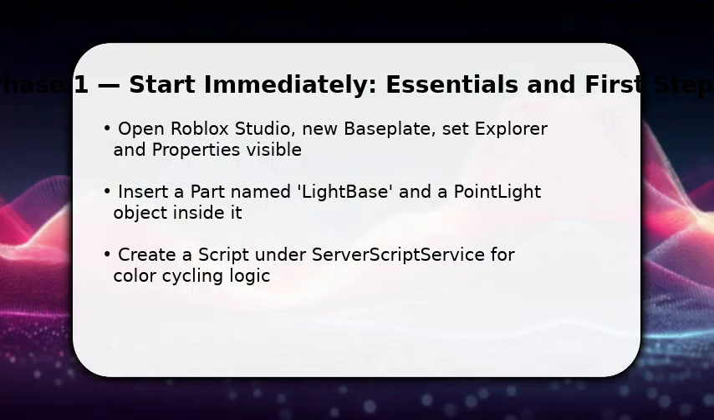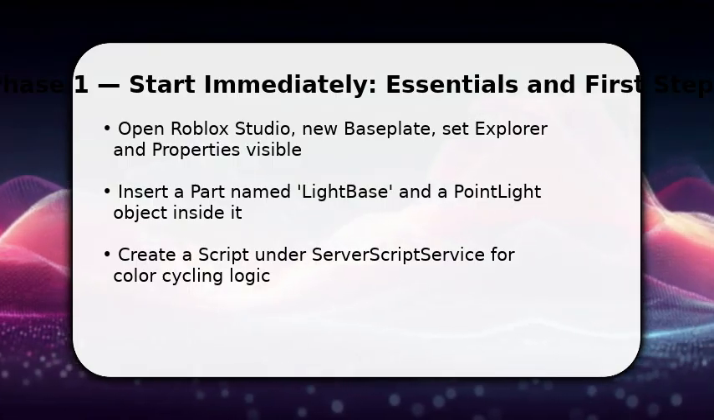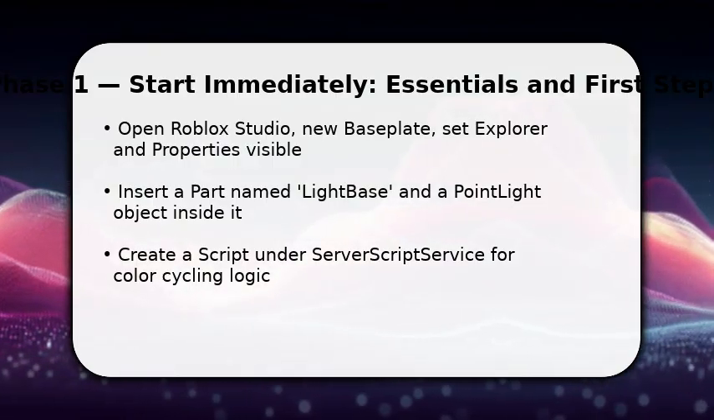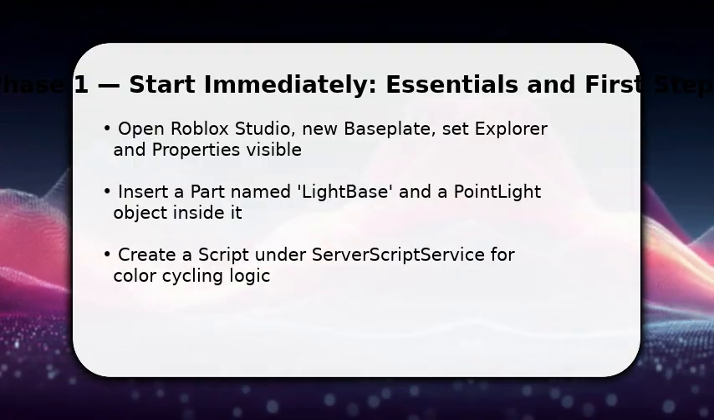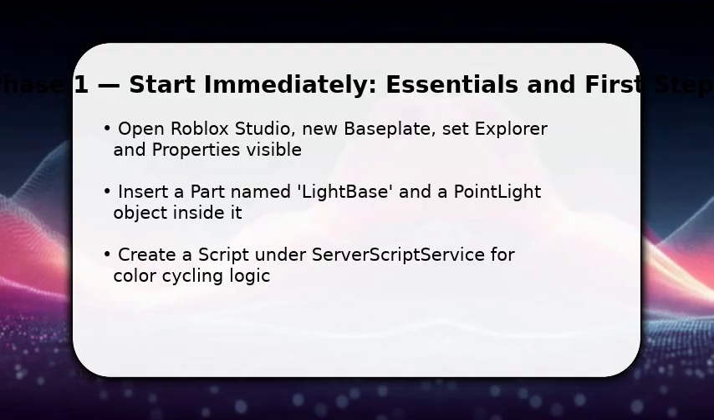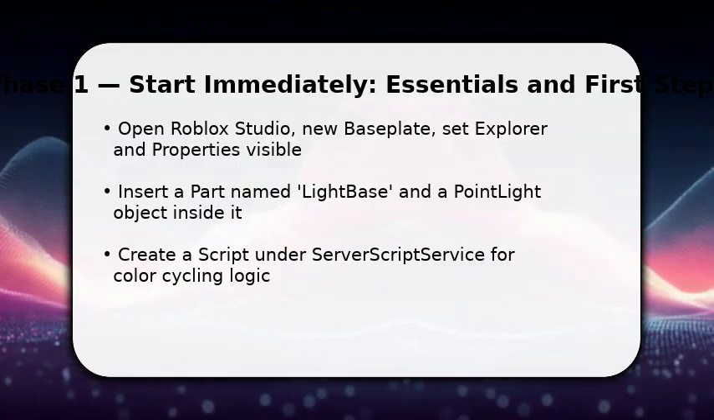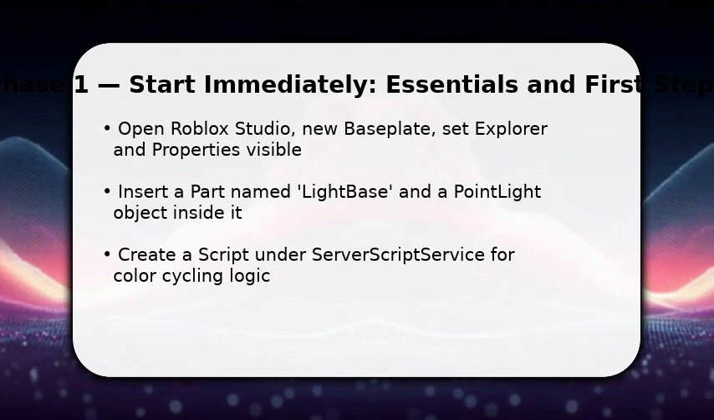Next, add a script in Server Script Service to house the code. This keeps behavior server authoritative and predictable. Make sure the point light range and brightness are set to values you want. You will tweak them later when testing in play mode.